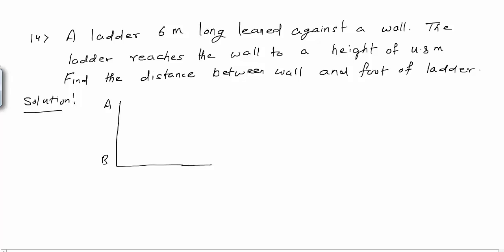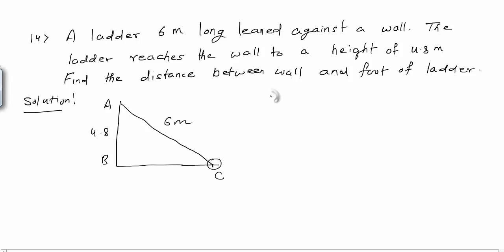On this ground there is a ladder which is leaned like this, and the length of this ladder is given as 6 meters, and the ladder reaches the wall to a height of 4.8 meters. I have to find the distance between this wall, that is AB, and the foot of the ladder. So here I am getting the foot of the ladder, so I name it C, and I have to find BC.